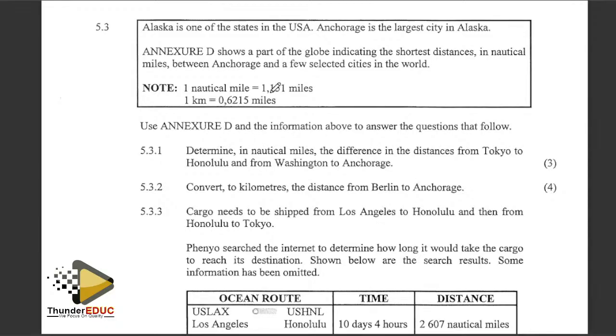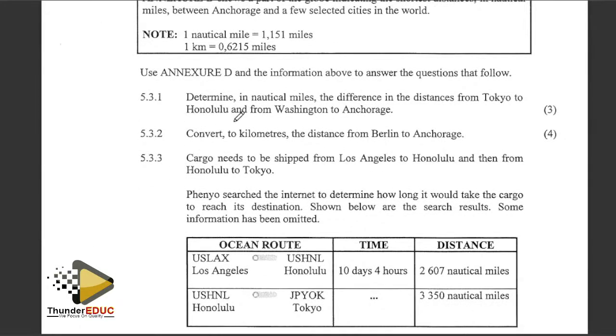5.3, we look at an extra D. They're telling us Alaska is one of the states in USA. Anchorage is the largest city in Alaska. The next D shows the parts of the globe indicating the shortest distances in nautical miles between Anchorage and a few selected cities in the world. 1 nautical mile equals 1,15 miles, then 1 kilometer equals 0,6215 miles. Use an extra D and use the information above to answer the questions that follow.